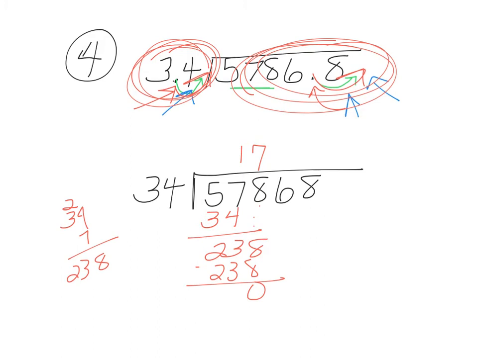So now what do I do? Well, I've still got the rest of this number, and so I can drop down the 6. All right, 34 does not go into 6, so I'm going to add my 0 here, and I'm going to drop down the 8. 34 goes into 68 twice. And so that's how you do that type of problem. And so the answer is 1702.